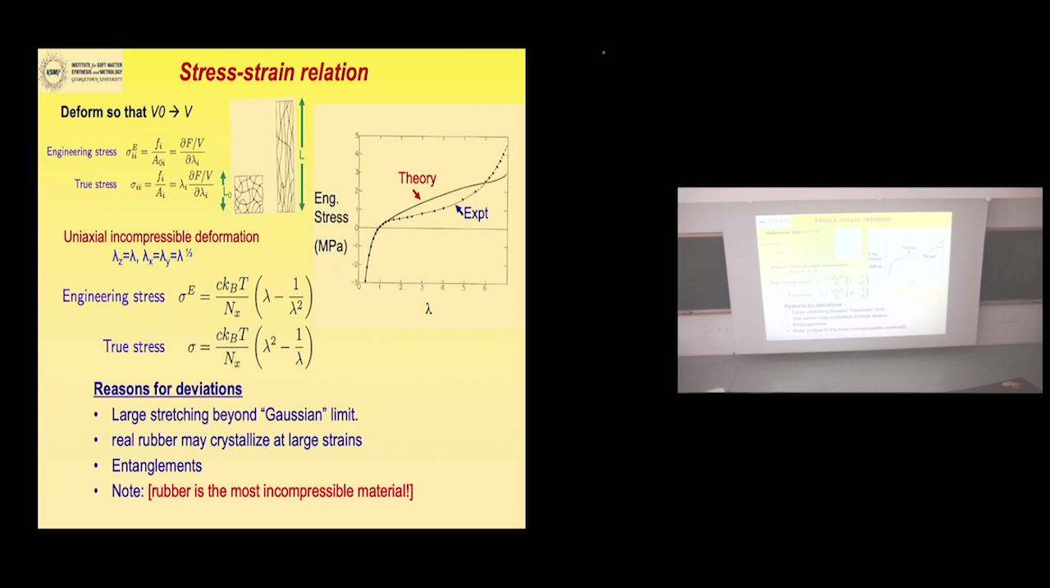Because of that slippage, the initial modulus of a highly entangled rubber is a little bit softer than the neo-Hookean rubber. So the presence of entanglements gives you a different kind of softness of the rubber than the absence of entanglements.